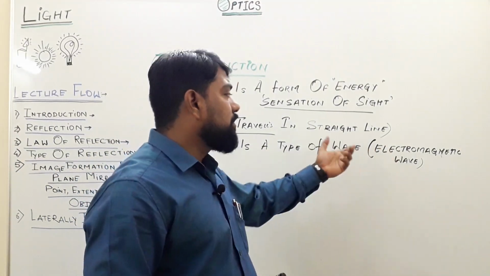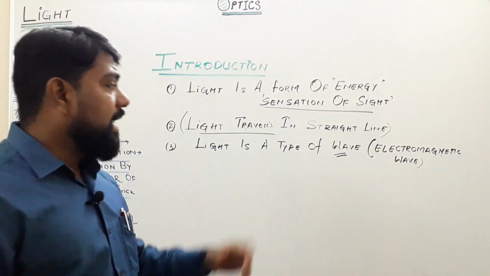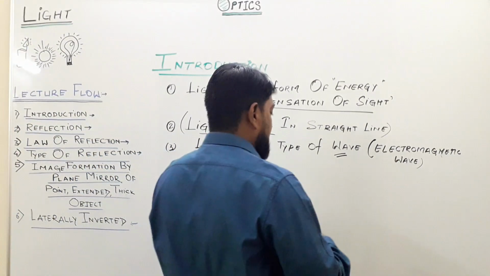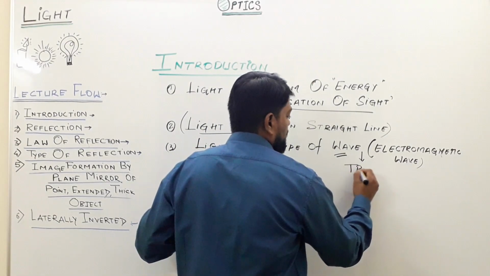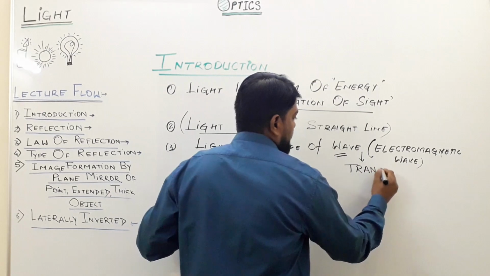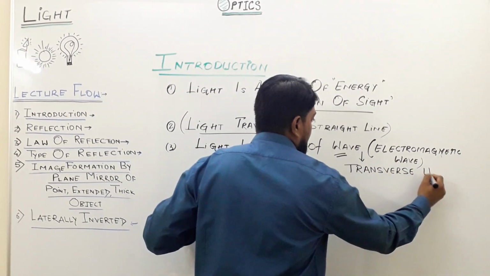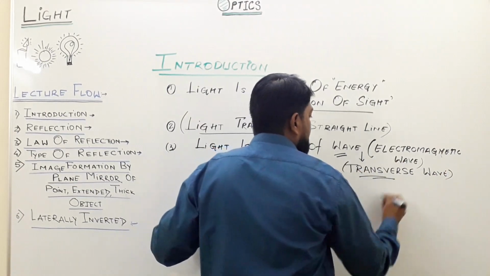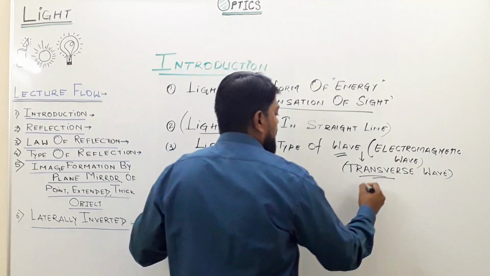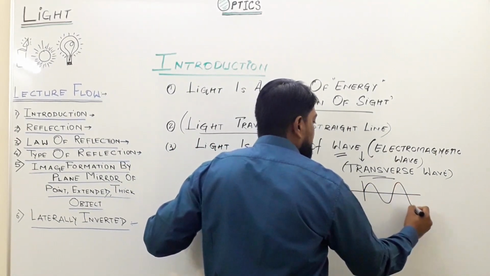Because why? Because it is a type of electromagnetic wave, and its propagation takes place in the form of transverse wave. Transverse wave is the nature of propagation, you can say, where the energy is propagated in the form of crest and trough.